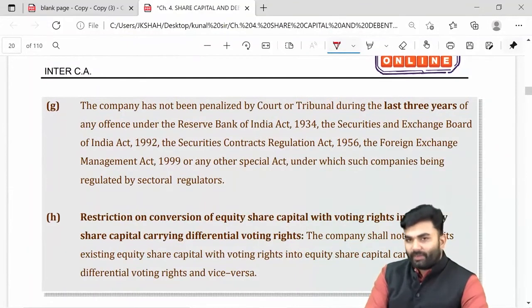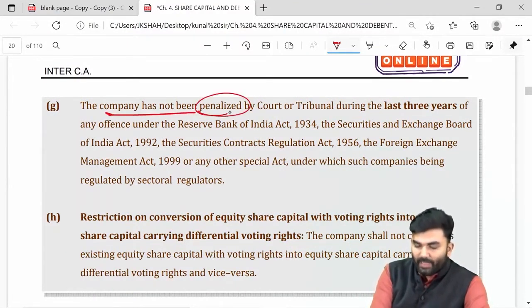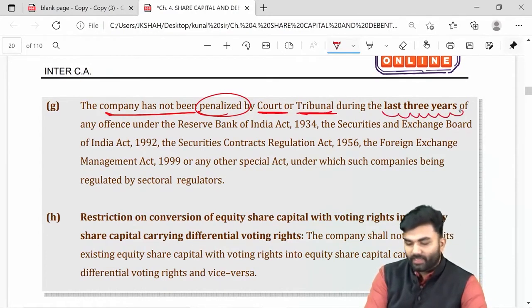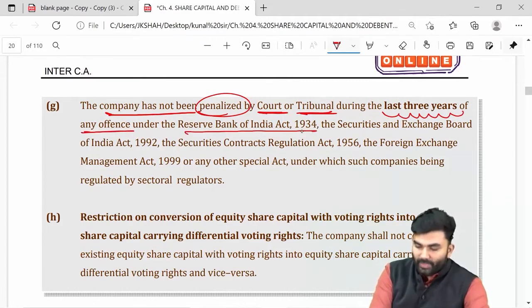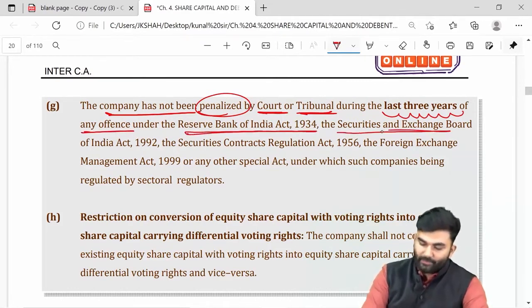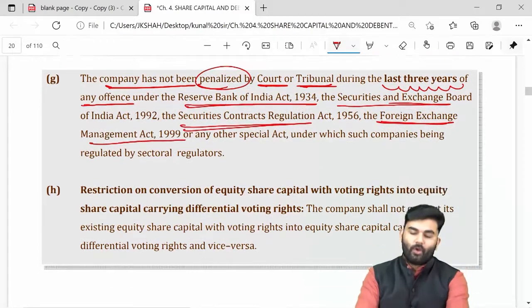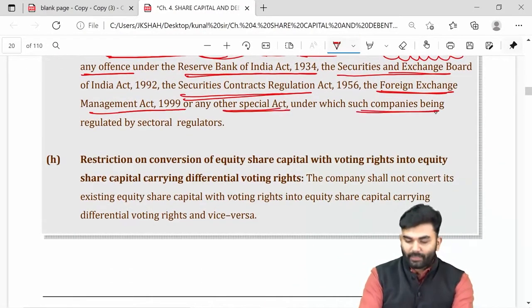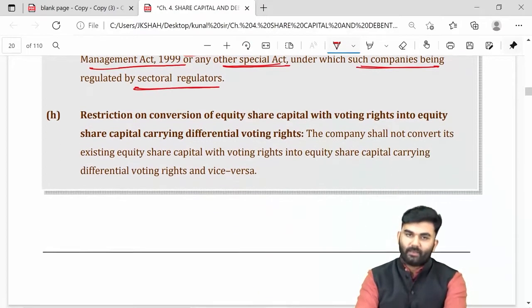The lawmaker has said that the company should not have been penalized either by the court or tribunal during the last 3 years under any offence towards the RBI Act, SEBI Act, Securities Contract Act, Foreign Exchange Management Act, or any other special act under which the company is regulated by sectoral regulators.